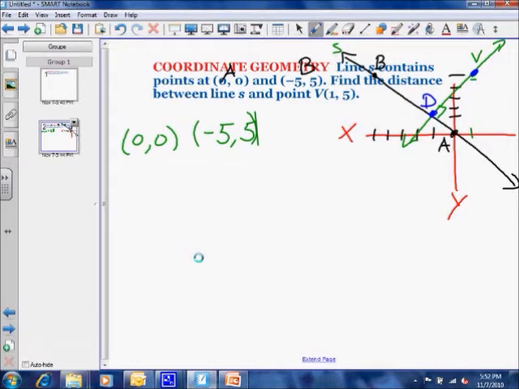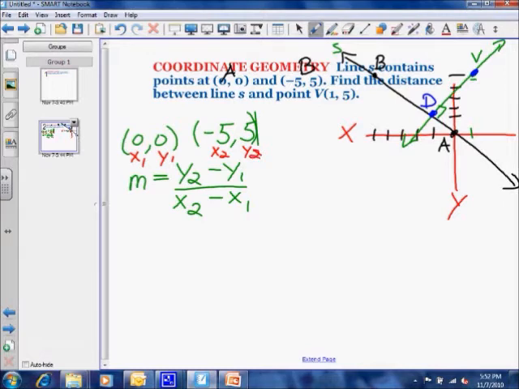Alright, and to do that, first find the slope. Okay, so we know the slope formula. Slope is equal to y2 minus y1 over x2 minus x1. And I would label my points x1, y1, x2, y2. Again, order is irrelevant as long as you're consistent.